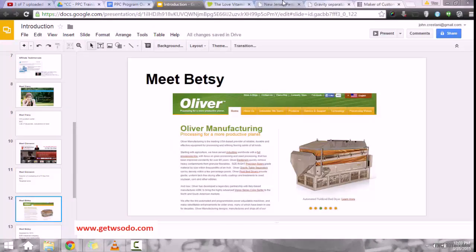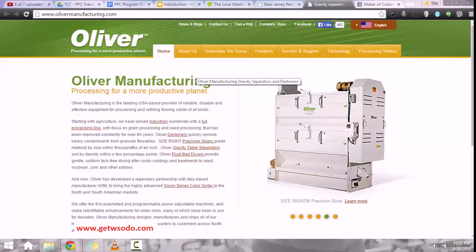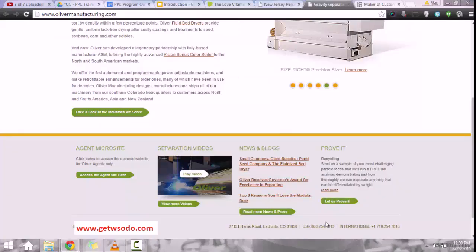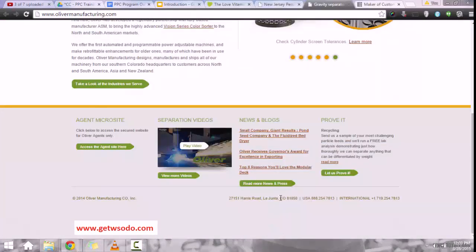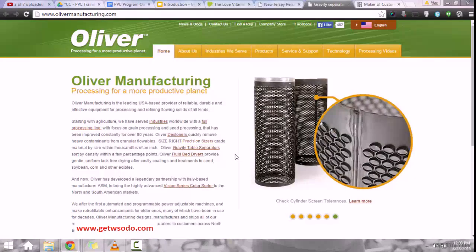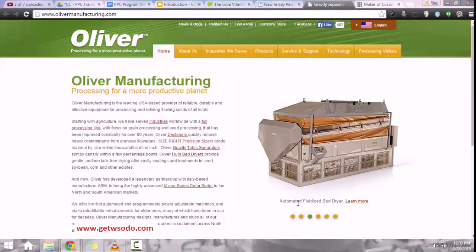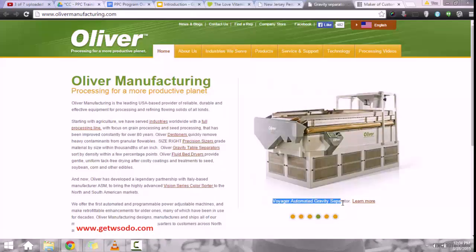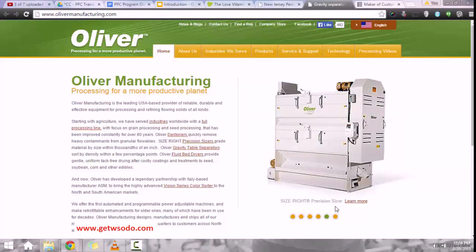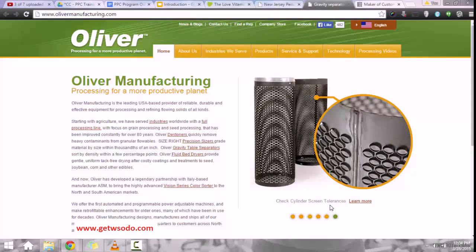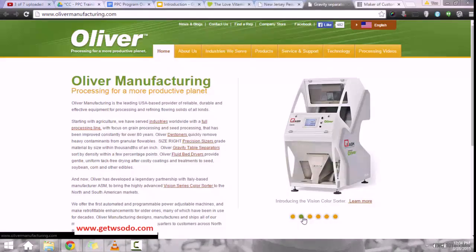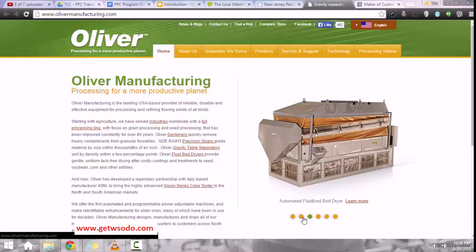The next person you're going to meet is Betsy. Betsy works for Oliver Manufacturing, which is a manufacturing company based out of Colorado, and it's an industrial equipment firm. They manufacture stuff like the Vision Color Sorter, automated fluidized bed dryer, and Voyager automated gravity separator. So they manufacture highly specific products, but these products all retail for $100,000 plus. And some of their orders are in the millions of dollars, which is what they're really looking for, obviously. Their average product value ranges a ton, but typically if somebody buys from them, they'll buy again.